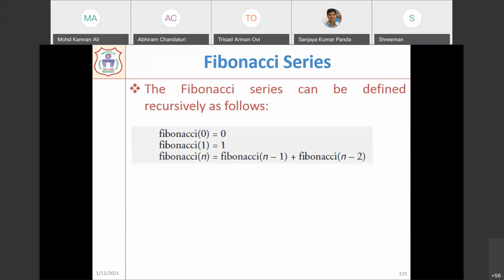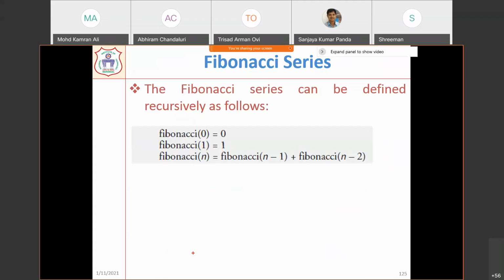So how are we going to define Fibonacci? First, you have to mention Fibonacci of 0. Fibonacci of 0 is 0. And Fibonacci of n is equal to Fibonacci of n minus 1 plus Fibonacci of n minus 2. This Fibonacci is f.